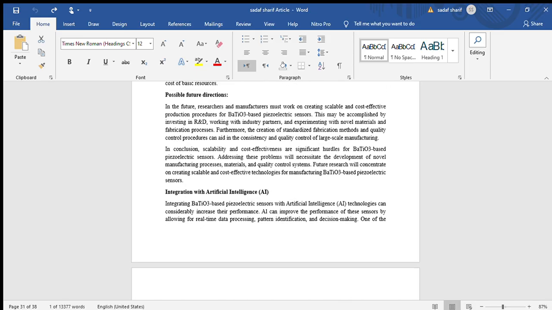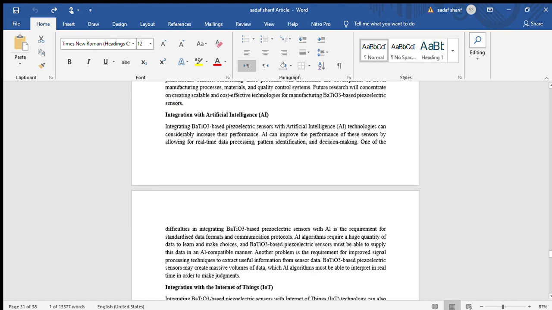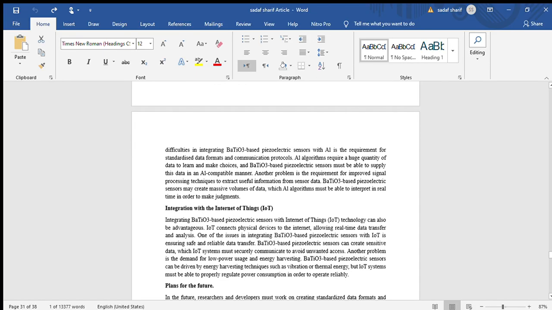Now, integration with artificial intelligence. It means that barium titanate based piezoelectric sensors with artificial intelligence technologies can considerably increase their performance. AI can improve the performance of these sensors by allowing for real-time data processing, pattern identification, and decision making. One of the difficulties in integrating barium titanate based piezoelectric sensors with AI is the requirement for standardized data formats and communication protocols.